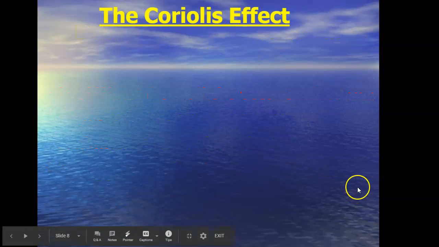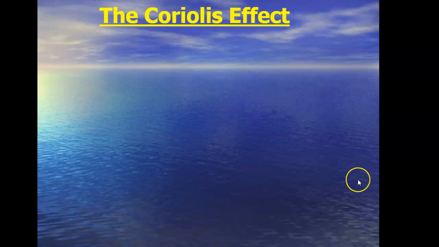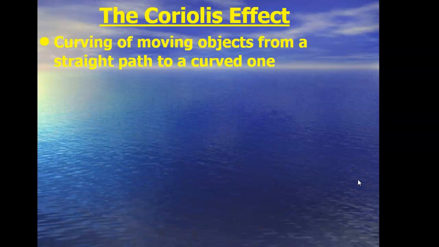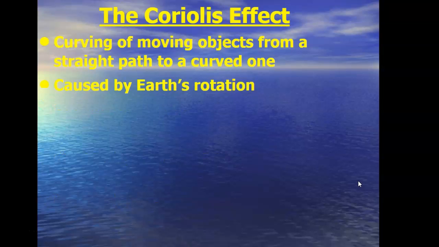Let's go ahead and discuss the Coriolis effect. So the Coriolis effect is the curving of moving objects, whether it's objects that aren't attached to the earth, such as our waters, or possibly a ball that you're rolling across a merry-go-round. Anything that is moving from a straight path to a curved path. The reason for that is because of the Earth's rotation.